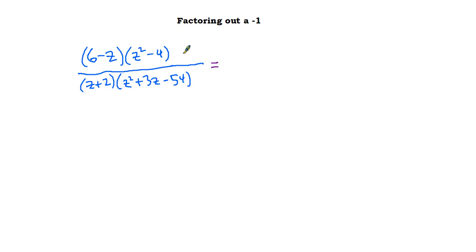In this video, we're going to learn how to simplify a rational expression by factoring out a -1. So it turns out in this one, we're going to do some of the stuff that we've done before. We're going to rewrite it as 6 minus z times, we'll factor this z squared minus 4. Hopefully you remember how to do that. It'll be z minus 2 times z plus 2. And we're going to divide all that by z plus 2.